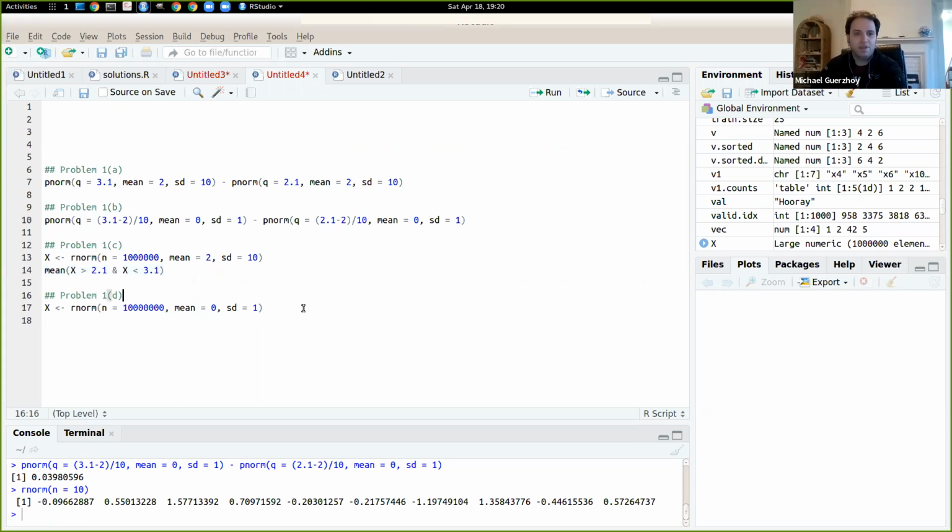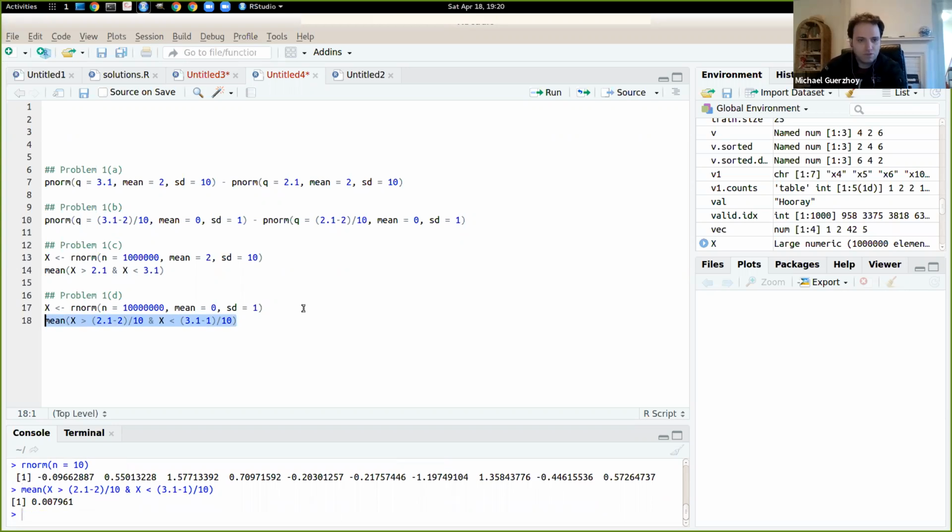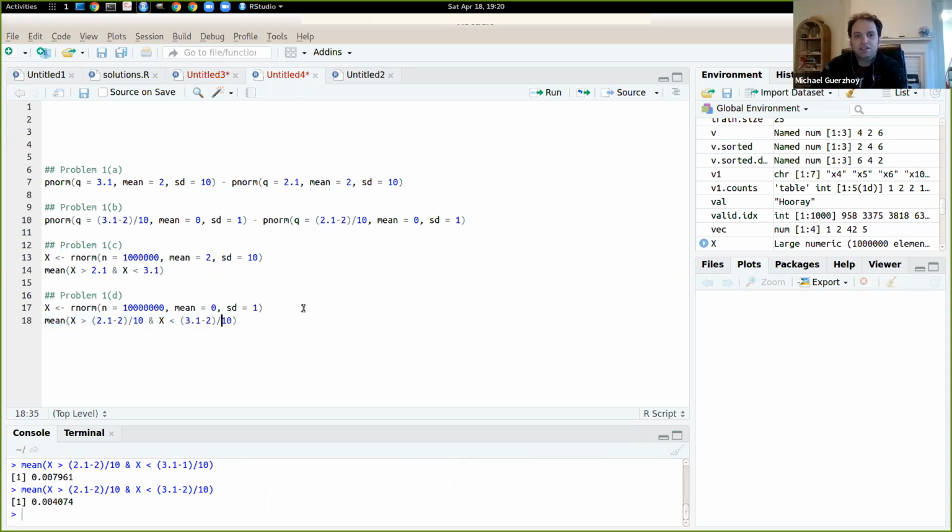And now we'll do the same thing. But now we want to say that x is greater than 2.1, the transformed version. So now let's do something different. So we could have done, well, we'll do it first like that. So we could have done 2.1 minus 1 divided by 10, and 3.1 minus 1 divided by 10. And that works. Well, should work. 3.1 minus 2. Okay, so that works. But another way of doing it is, instead of transforming the boundaries, we can transform x.